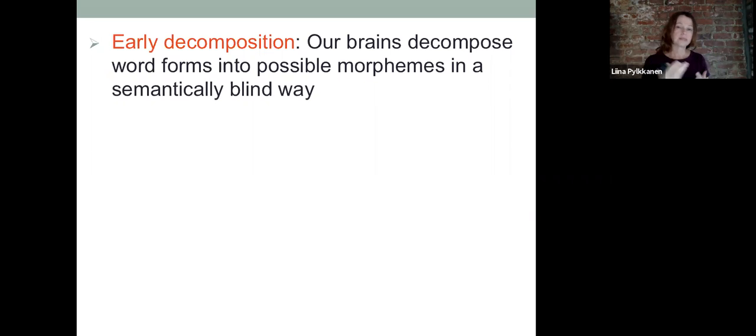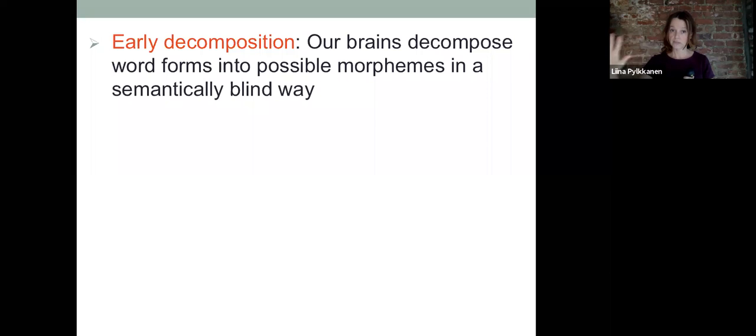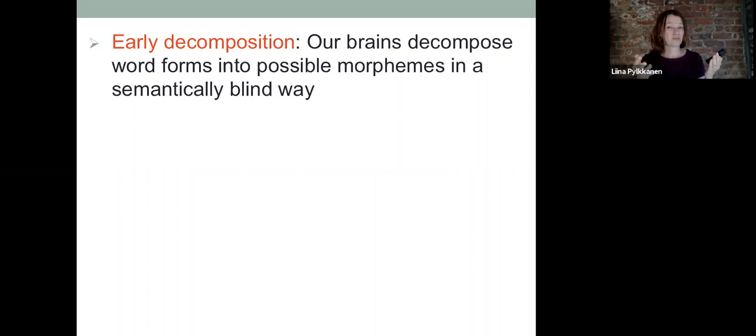Okay, so these findings support the early decomposition theory. So it seems that our brains very quickly decompose complex forms into the subsequent constituents in a semantically blind way. And when I say semantically blind, what I mean is that your brain does not know that the word corner doesn't have the meaning corn in it. It's not a derivation from the noun corn. So that's the blindness. So later on, it presumably figures that out.